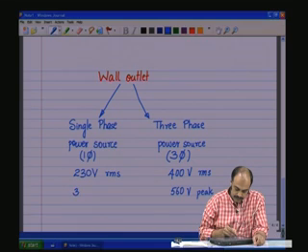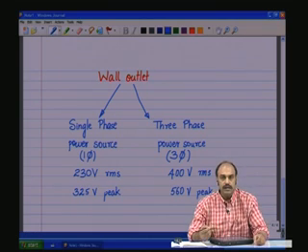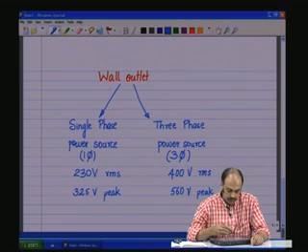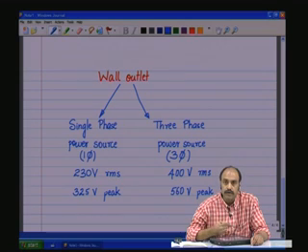The single phase has, as we already saw, 325 volts peak value. These are some of the key numbers that you have to remember in the case of these wall outlet sources. 230 volts single phase is 230 volts RMS, 325 volts peak. 3 phase is 400 volts RMS, 560 volts peak. Now, let us look at some of the symbols associated with these 3 phase sources.